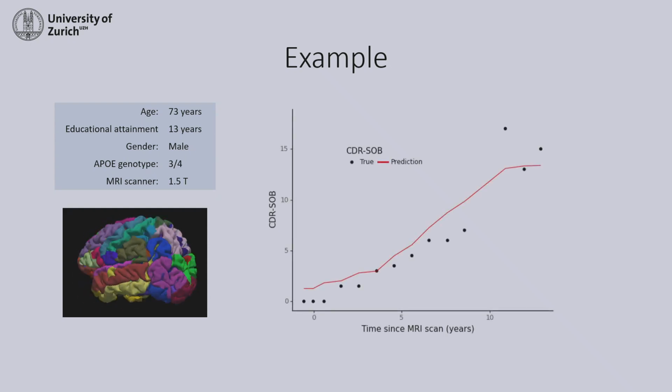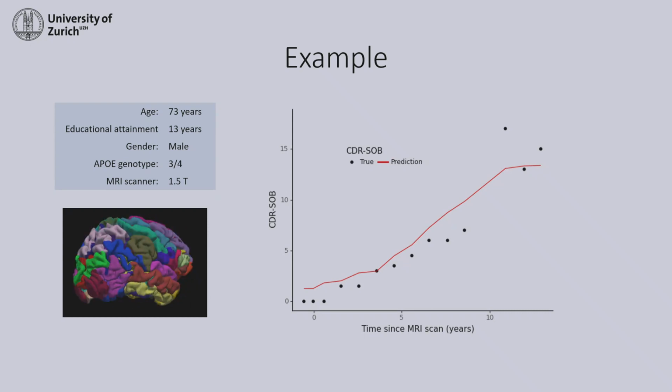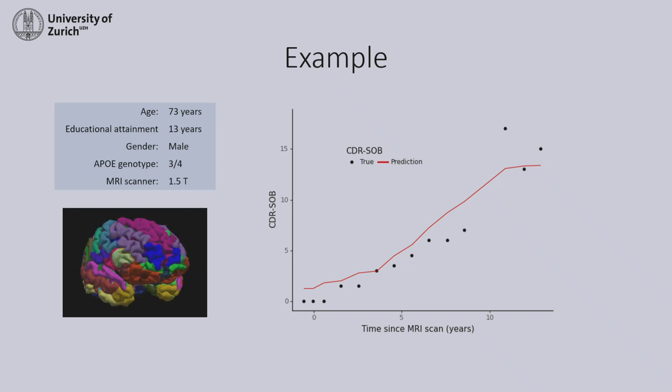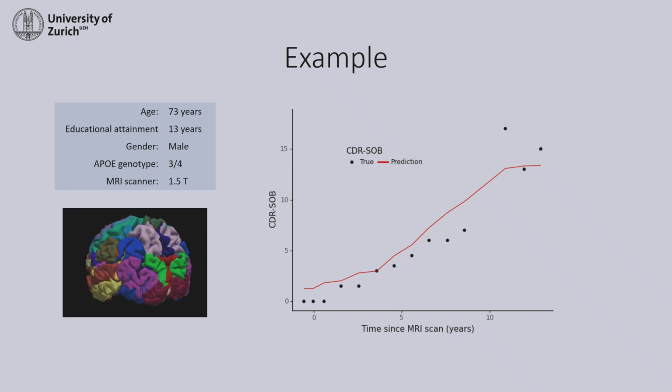And then we apply the model to this subject. We have the true CDR SOB values as these black dots, and the predictions are the red line. And yeah, for this cherry-picked or hand-picked example, it works very well. It gets very good correlation with the actual scores.